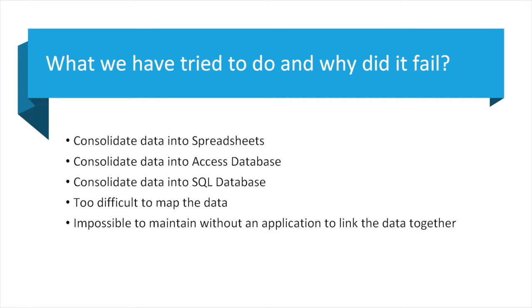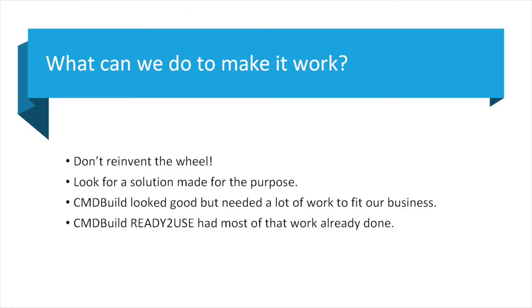The problem is mapping the data to give us the information. It's impossible to maintain this data without an application to link it together. So what can we do to make it work? Well, our attempts at mapping the data failed, so we started to look at it afresh. And rather than reinvent the wheel, we said, let's see if there's something out there that can do this already. Preferably something that's not going to cost the earth, and not going to take half of the IT resources five years to implement. A CMDB is the right solution to map and maintain these relationships.